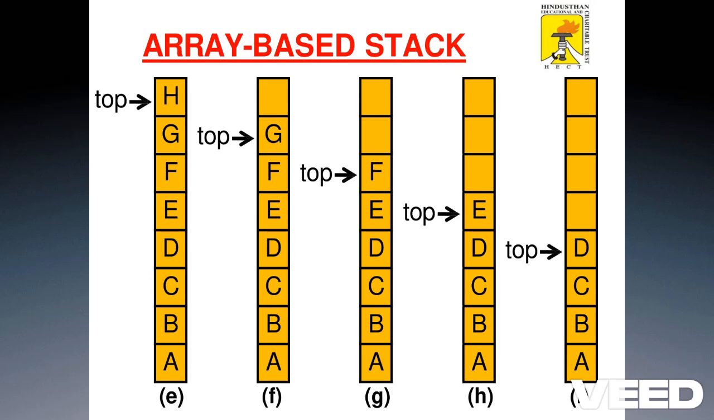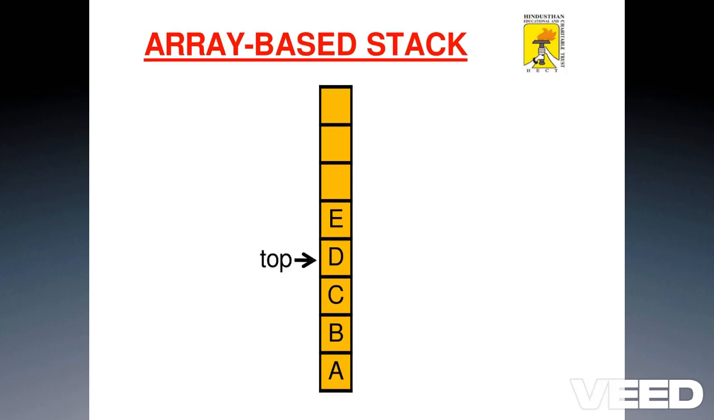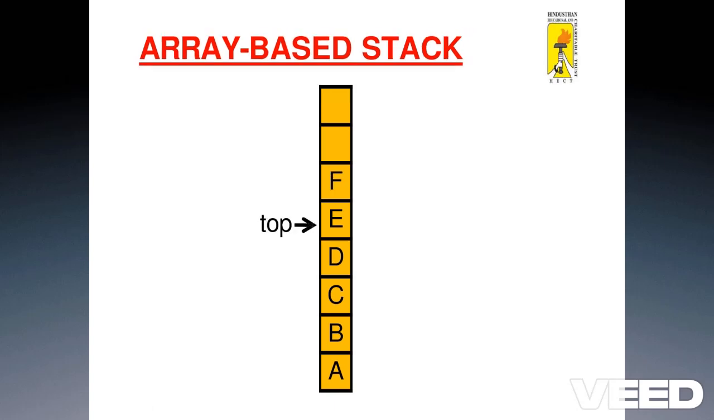First we delete H, then G, then F, then E, then D, C, B, A. After that it will be underflow. So this is an array based stack example. So we have the array based stack final representation.